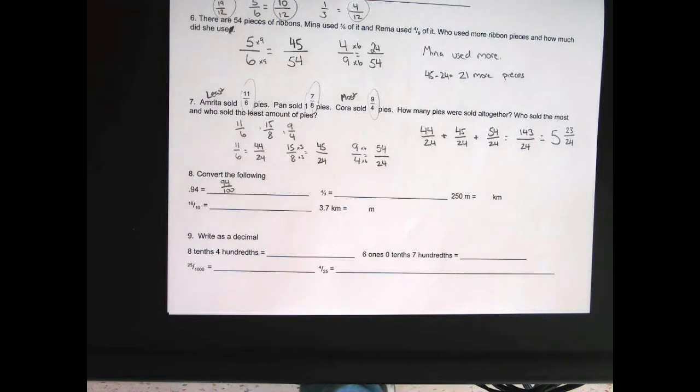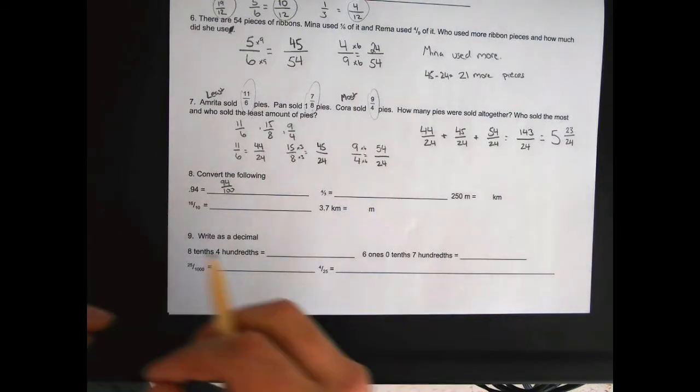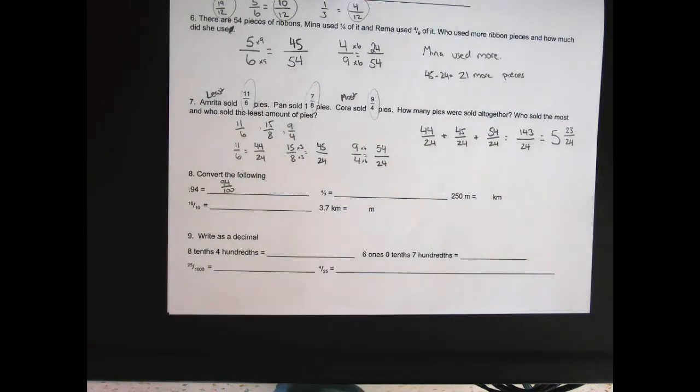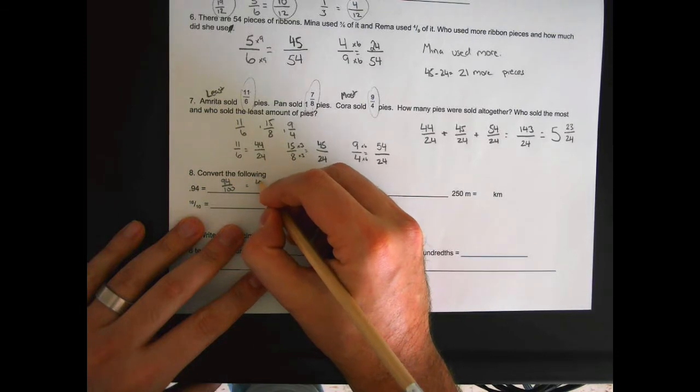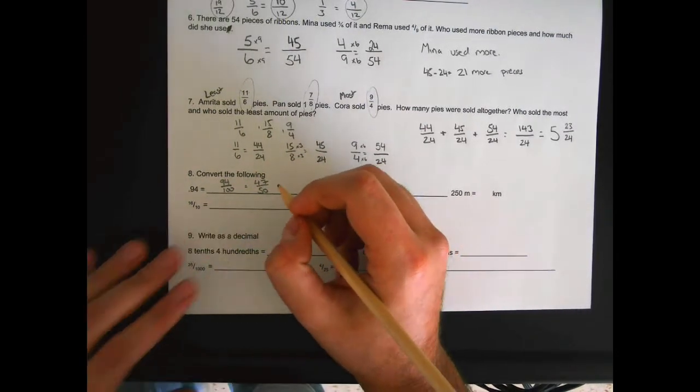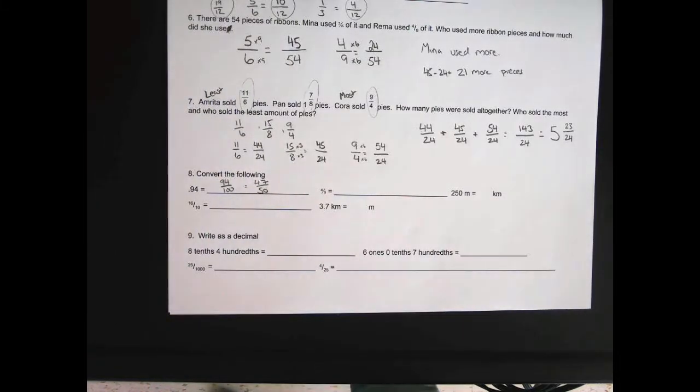Anything you notice about this fraction that you saw at the beginning of the practice test? What can we do to this fraction? Can you make it bigger? Can you make it smaller? Let's do the 47 over 50. That's reducing the fraction, and I believe that's as low as it can go.